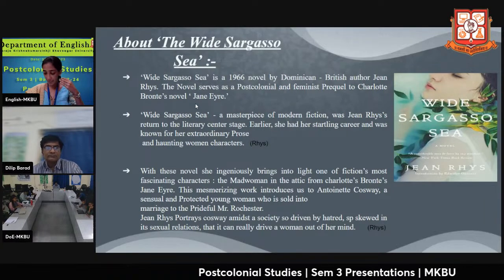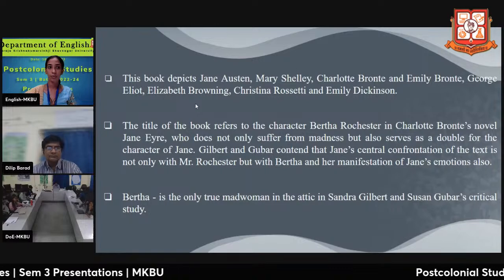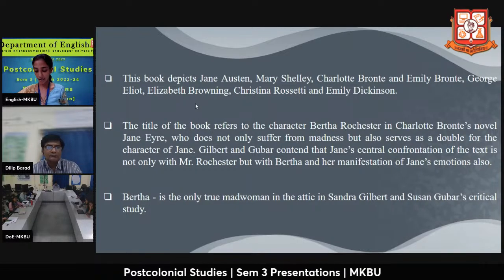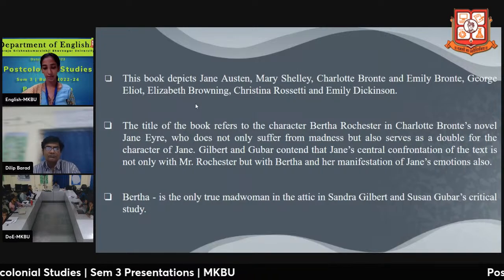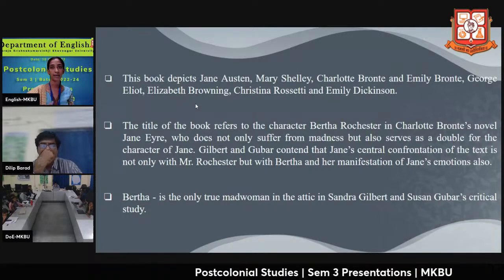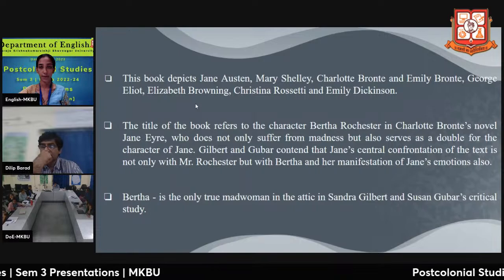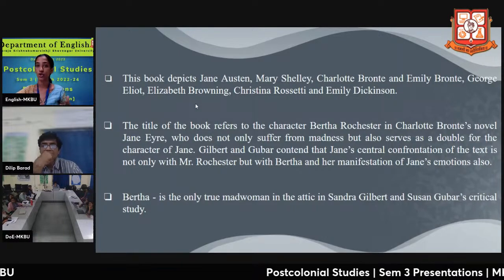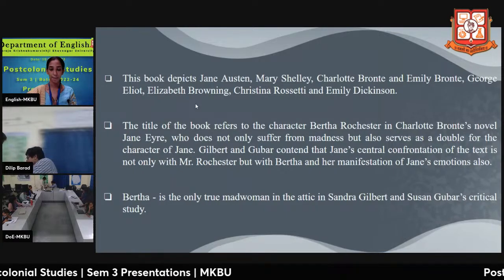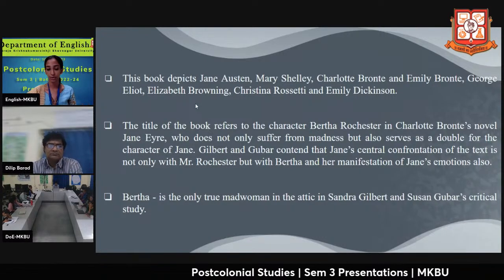According to Sandra Gilbert and Susan Gubar, The Madwoman in the Attic examines the feminist perspective, and that is why they argued in the book that women had to write in a particular manner, because that was a society dominated by men. So women writers had to write in that particular manner, and they had to portray their female characters either as an angel or as a monster. So that is how the book depicts how this male-dominated society affected women writers.